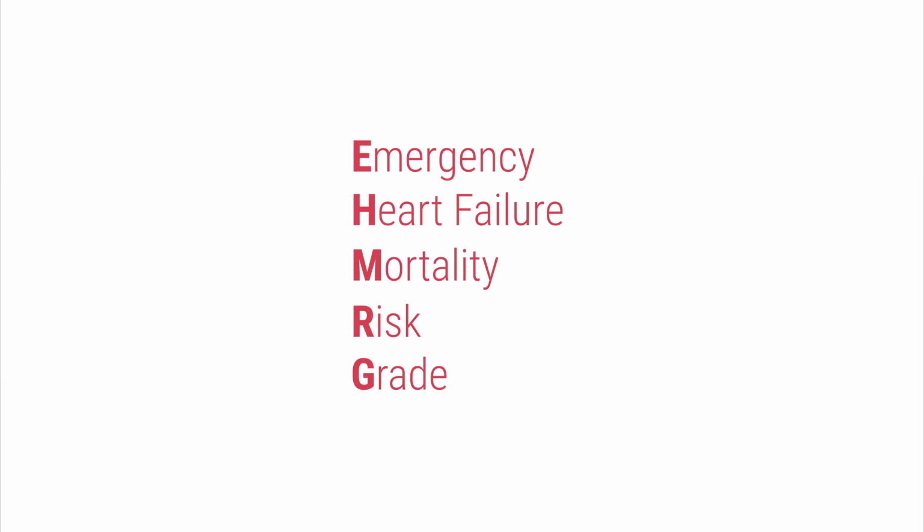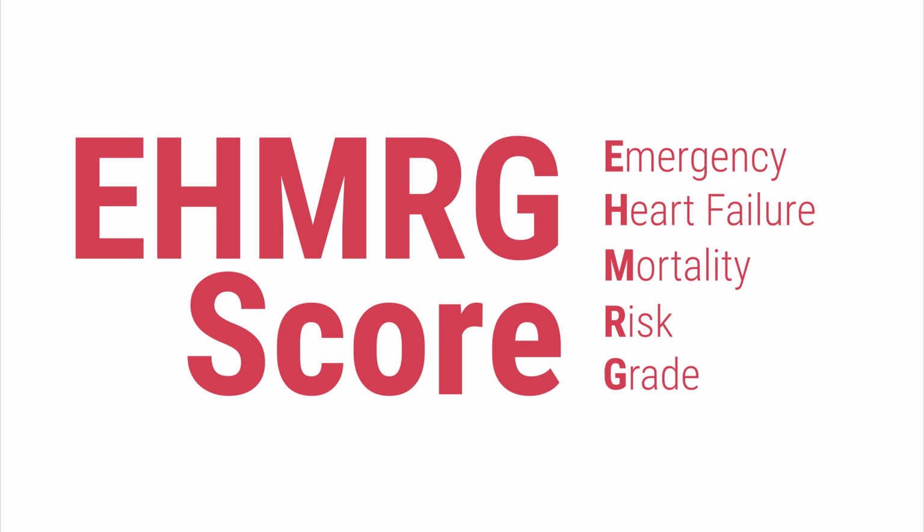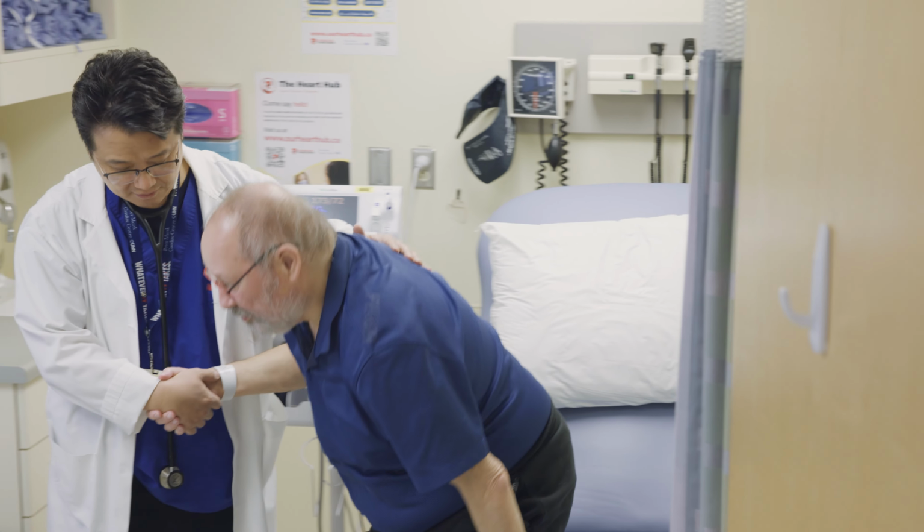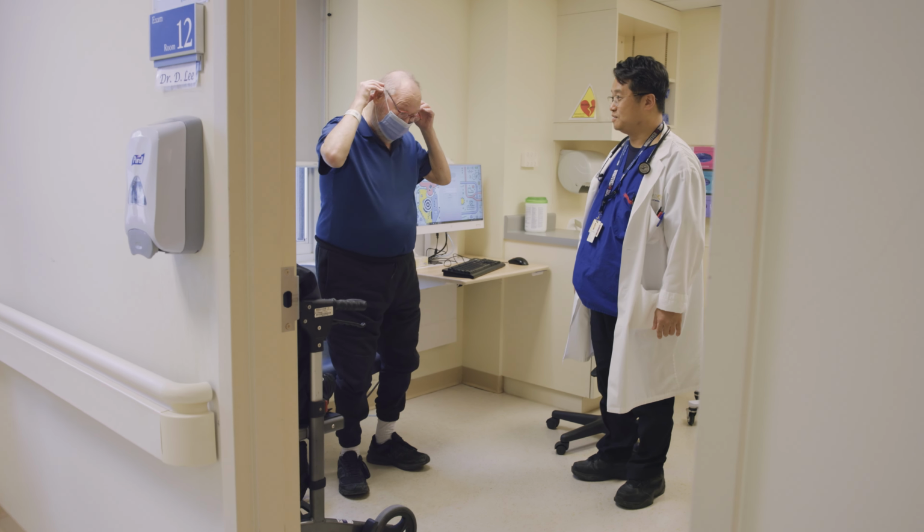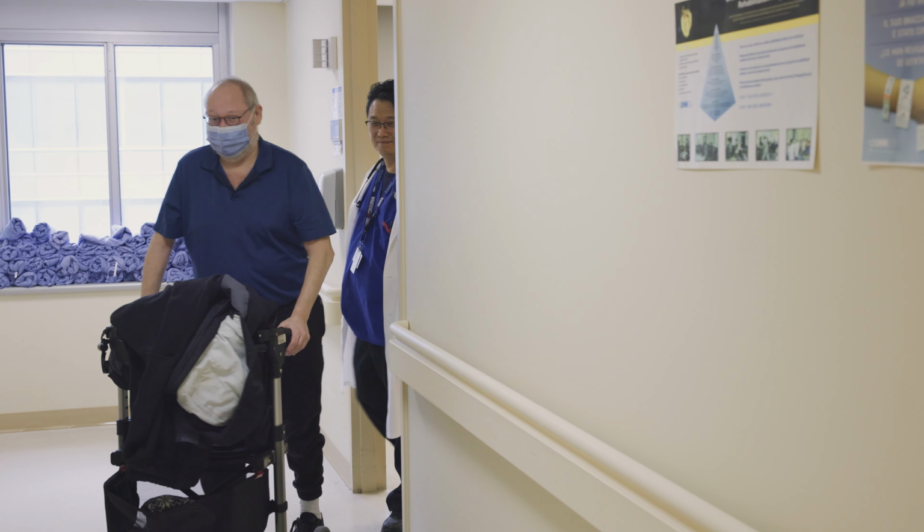The Emergency Heart Failure Mortality Risk Grade, or EHMRG Score, can support clinical decision-making for patients with acute heart failure. The EHMRG Score is an important tool for clinicians because it helps doctors make better decisions about their heart failure patients who present to the emergency department. In particular, it helps doctors decide whether the patient's high risk and might need to be admitted to hospital, or whether they're low risk and could potentially be discharged home.